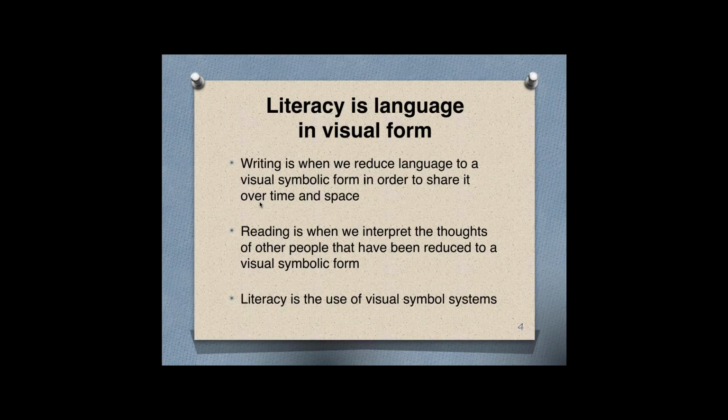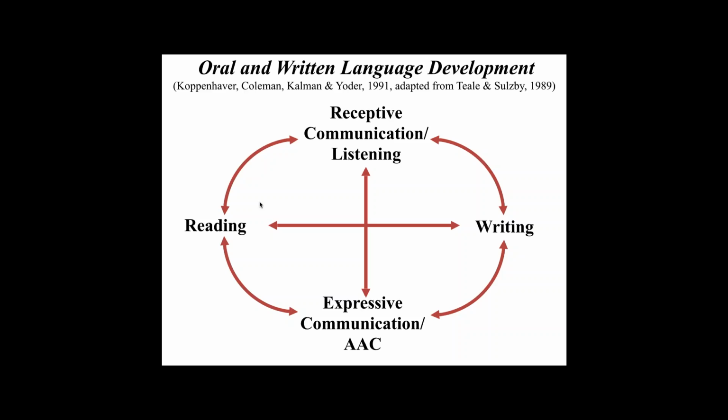And reading is when we interpret those visual symbolic forms that others have generated so that we can understand their thoughts and the message they're sharing with us. So literacy is really just using visual symbol systems. And you can see there the really strong connection to our kids who are learning to use visual systems to be able to communicate, why that's just such a strong form of literacy.